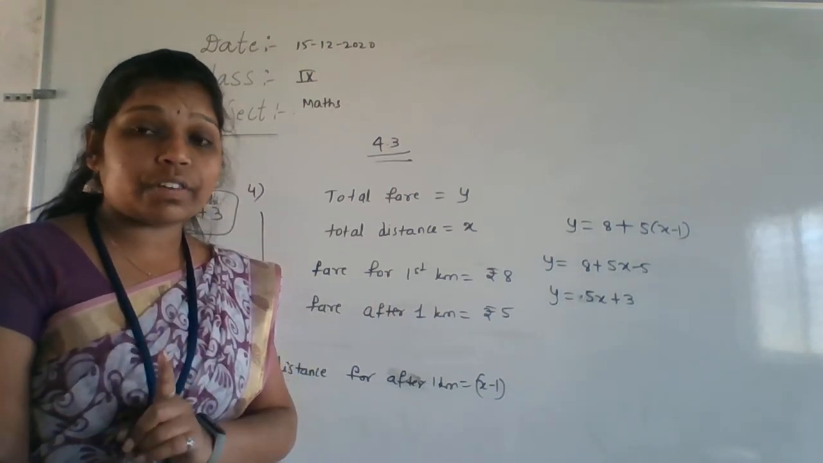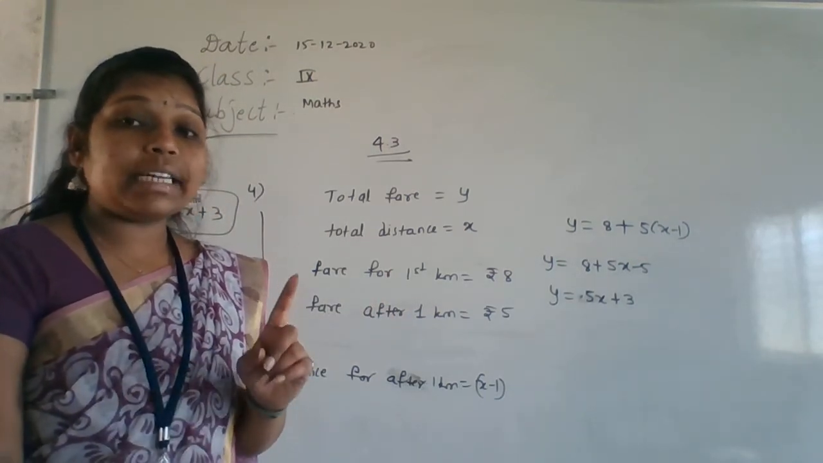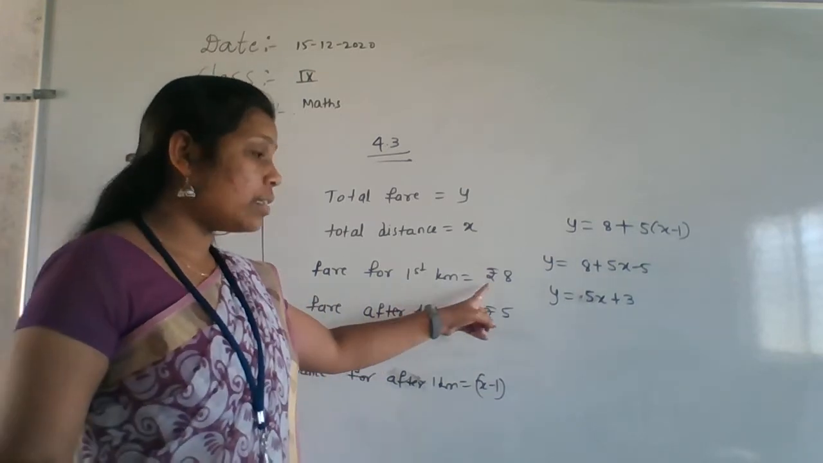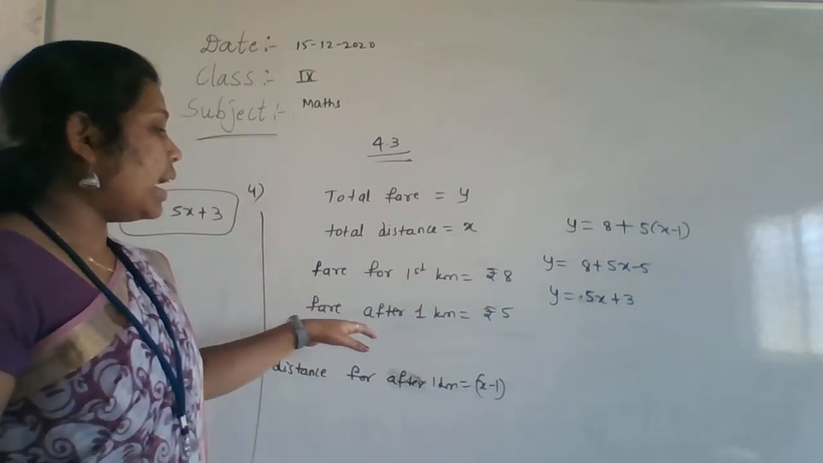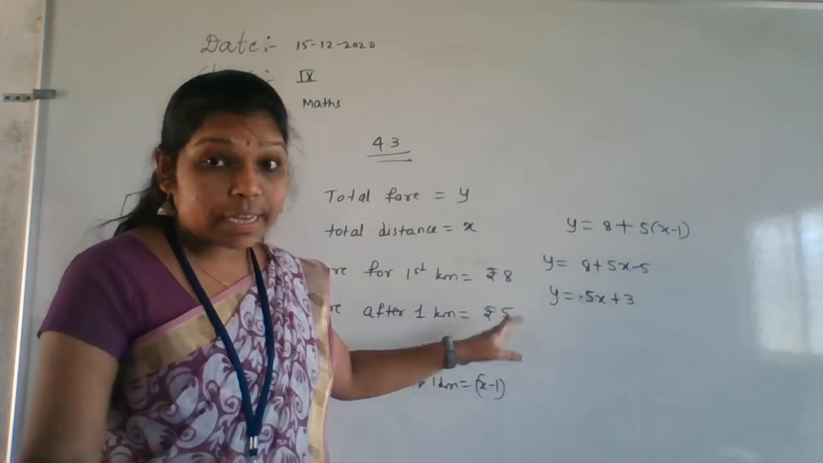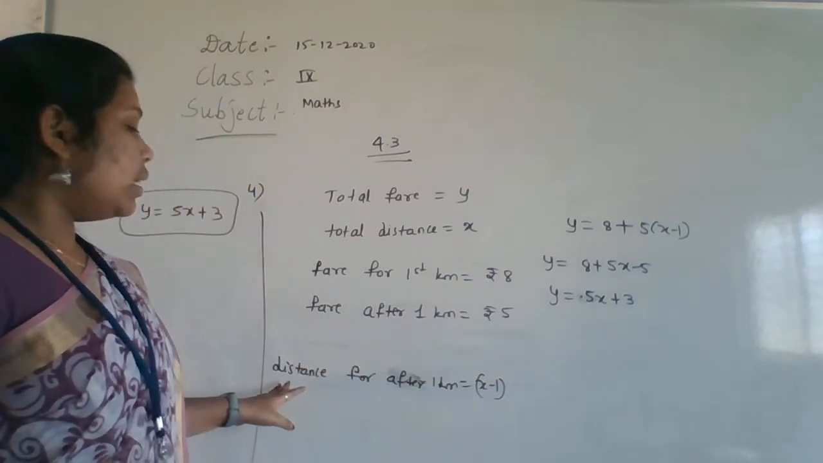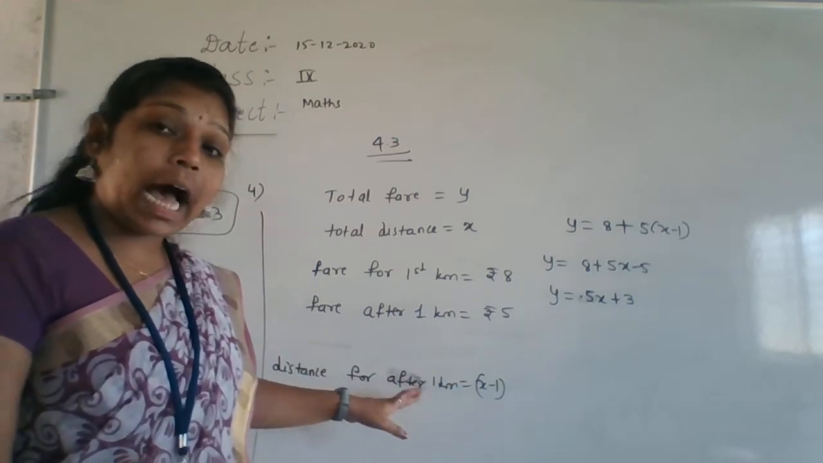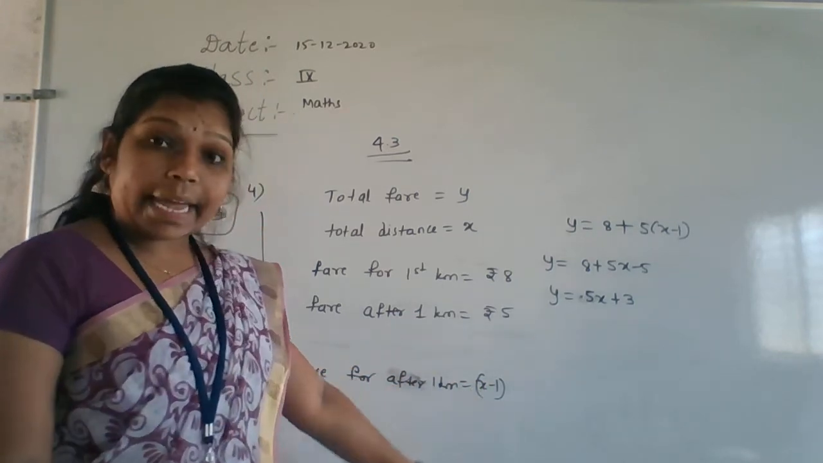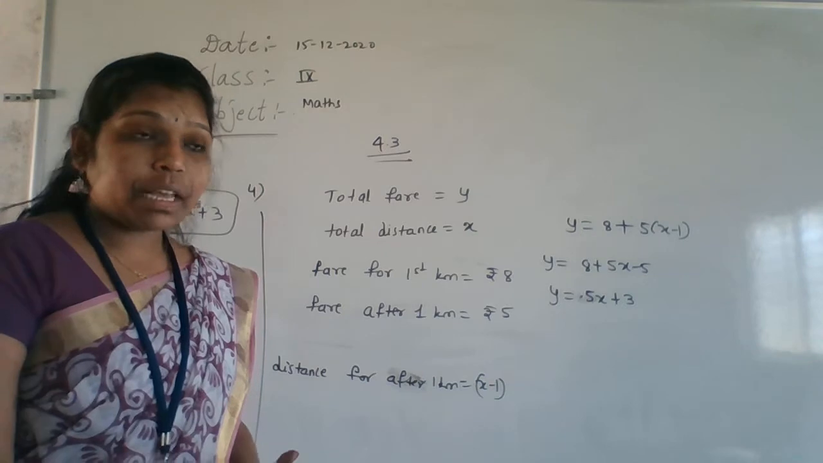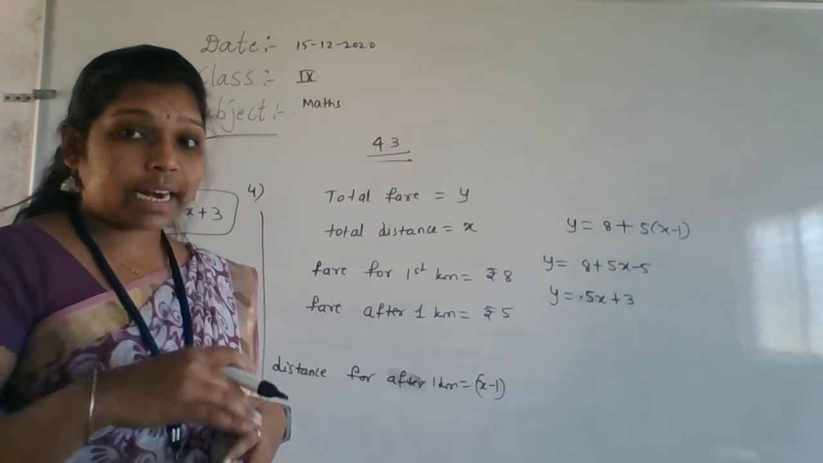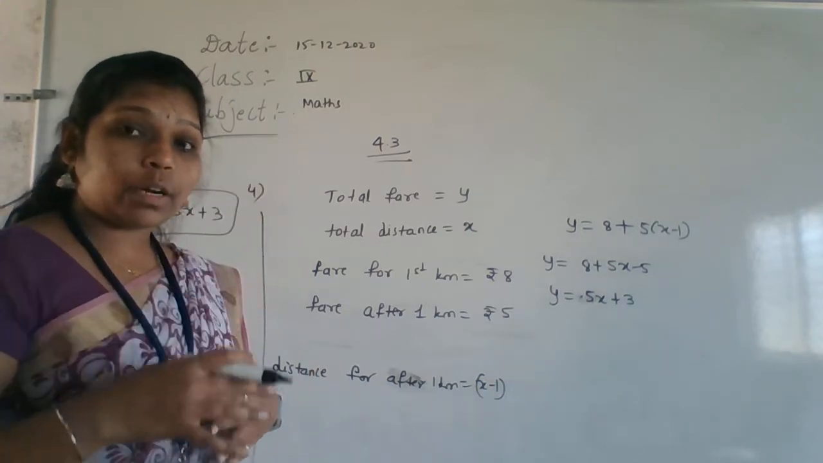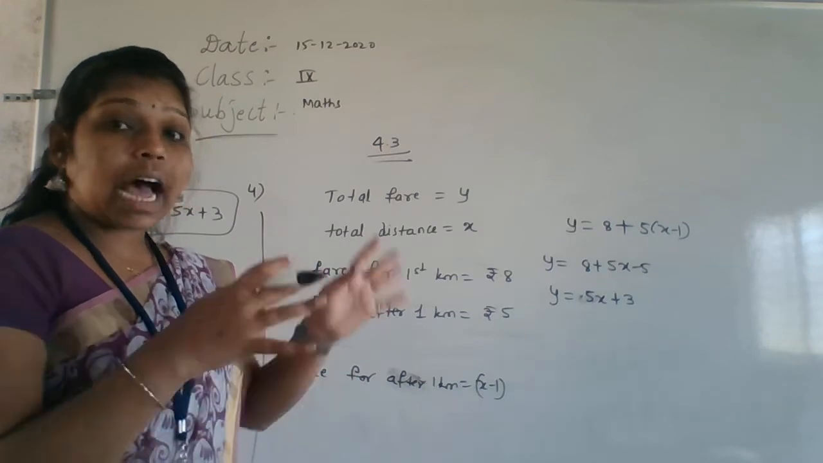What is the fare for the first kilometer? The money for the first kilometer is rupees 8. Next, the fare after 1 kilometer is rupees 5 here. So the distance after 1 kilometer is x minus 1. It means you have to subtract 1 kilometer from the total distance, then only we'll get the distance after 1 kilometer.